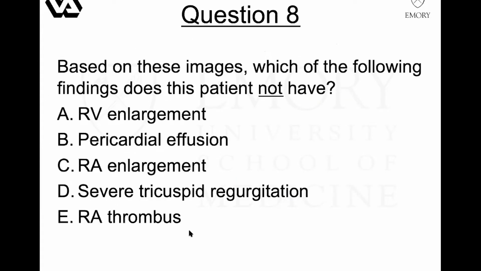Okay, about halfway through. All right. Nick Shekladze. Good morning. Based on these images, which of the following findings does this patient not have? A, RV enlargement, pericardial effusion, RA enlargement, severe TR, RA thrombus.